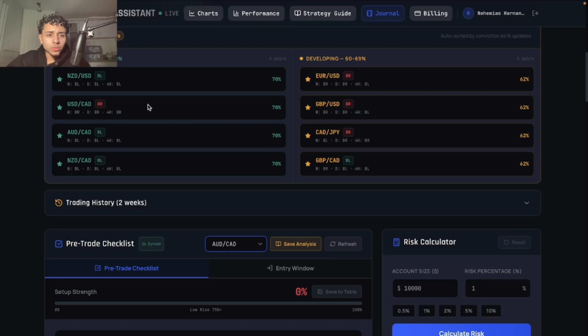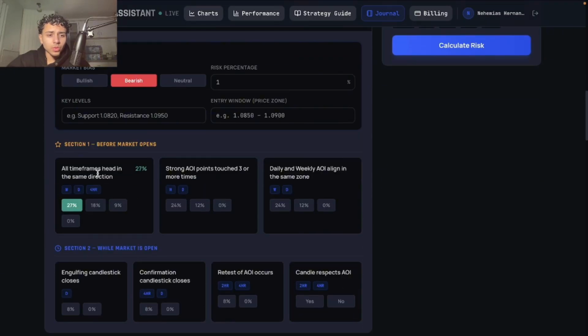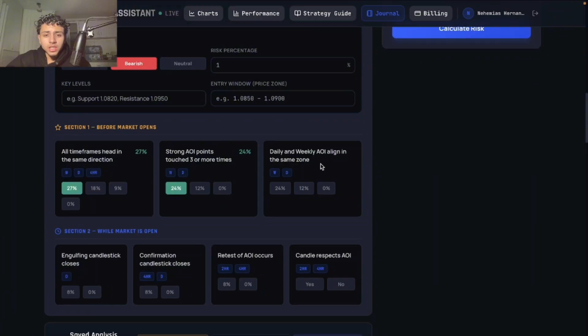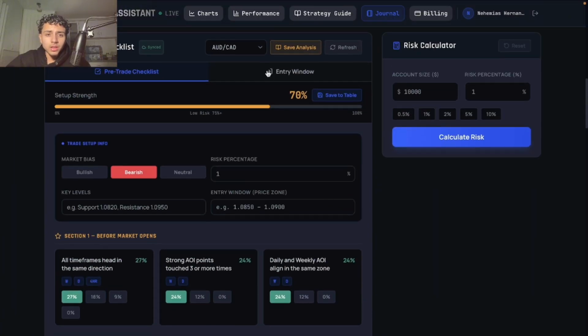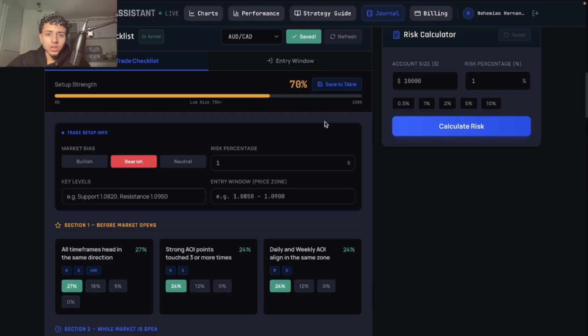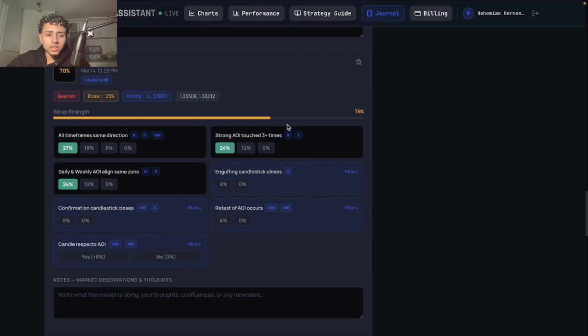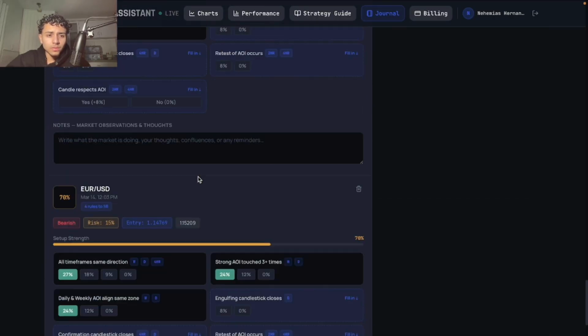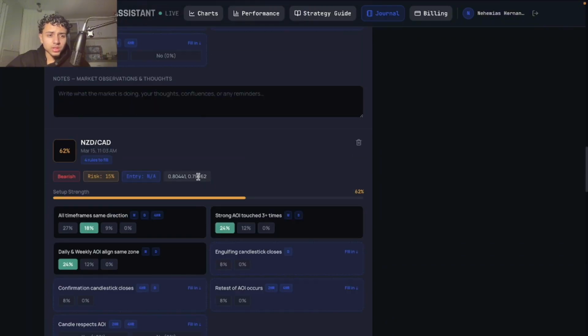And it was a 70%, right? So that means that all time frames were heading the same direction. It had a strong area of interest, and the daily and weekly aligned. So that was a 70%, right? Good. So we saved that to the table, and we saved this analysis as well. So once we save the analysis, AUD CAD should be over here. So AUD CAD, where is AUD CAD?